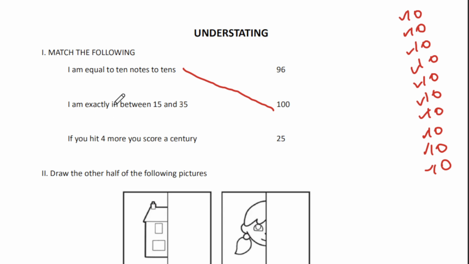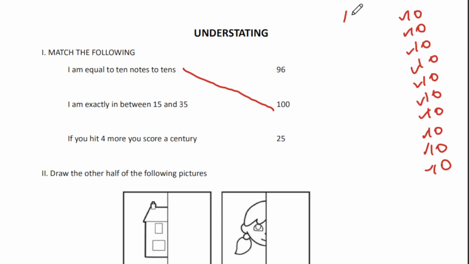Okay, next. I am exactly between 15 and 35. 96 does not come between 15 and 35 because 96 is greater than 35. And let's see if 25 is coming.